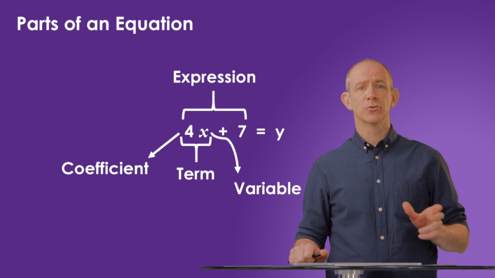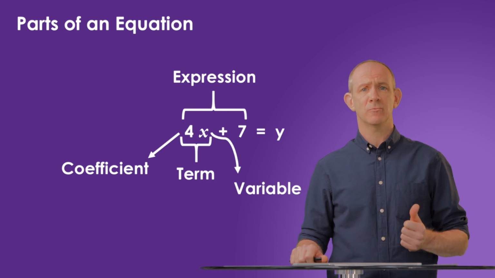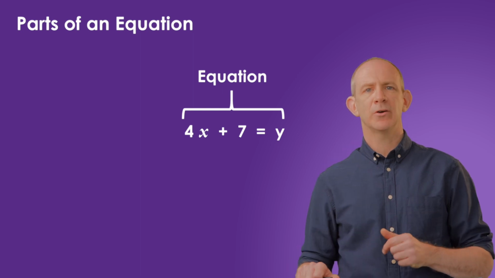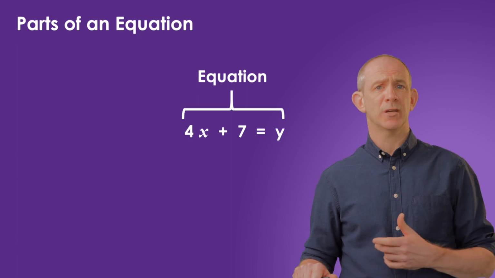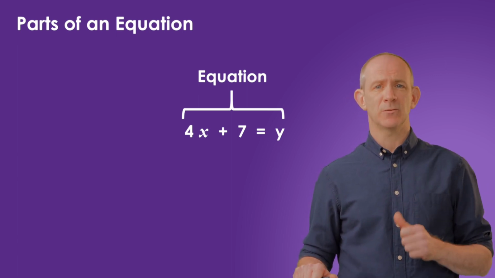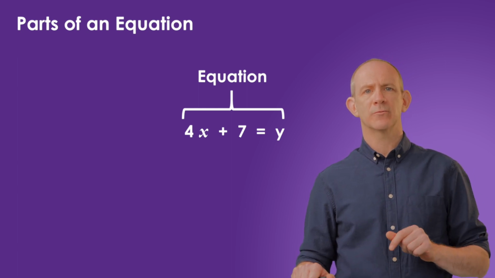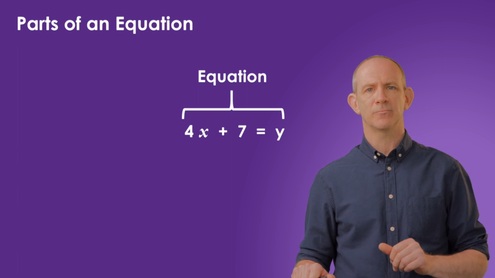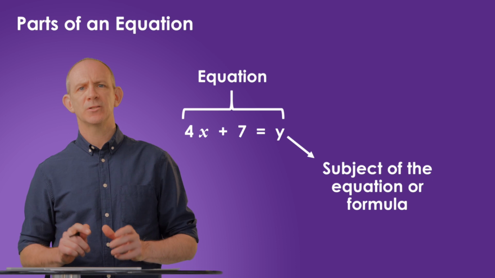However, this also has an equals sign, so we can move from considering this to be an expression to being an equation. Here we know that the expression equals y. It could have equaled a number, in which case there would have only been one variable, so we could have solved it, as we'll see in a later video. As the y is on its own, to one side of the equal sign, we can say that it's the subject of the equation.